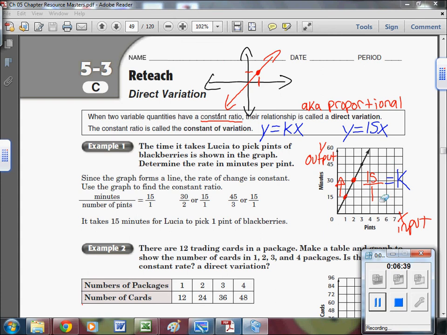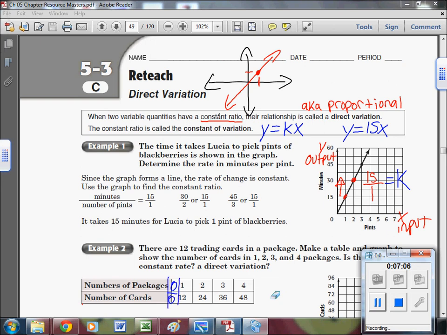And that's in fact what they agreed to as well. It takes 15 minutes to pick 1 pint of blackberries. So remember, direct variation is just like regular old constant rate of change, just like regular old linear relationships, except all these linear relationships, when you graph them, will come from the origin. Or if you were doing a table of values like down here, your table of values would start at 0, 0. You would actually start at 0, 0.